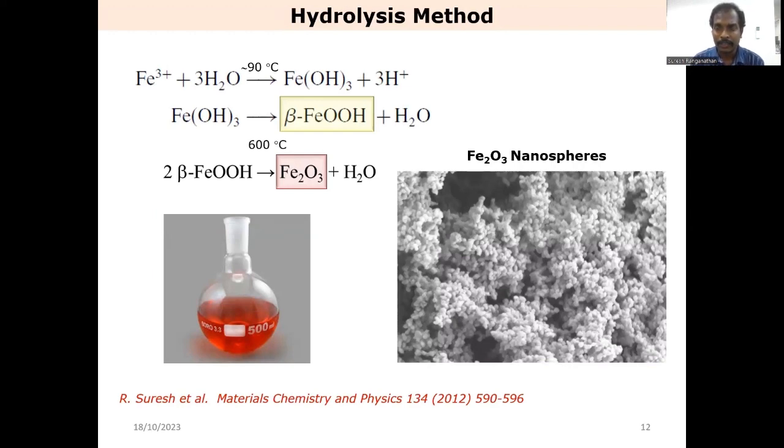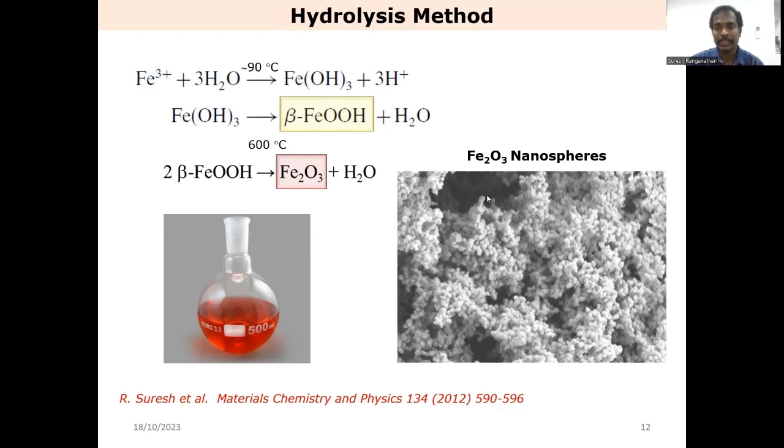So another one is hydrolysis. Generally, you know that for a chemical reaction, previously we discussed the precipitation as well as hydrothermal or solvothermal methods. We used water as a simple solvent. But in the case of hydrolysis, water is one of the reactants. Ferric ion reacts with the water molecule at 90 degrees Celsius, then it will form iron oxyhydroxide, and it will be precipitated in water.